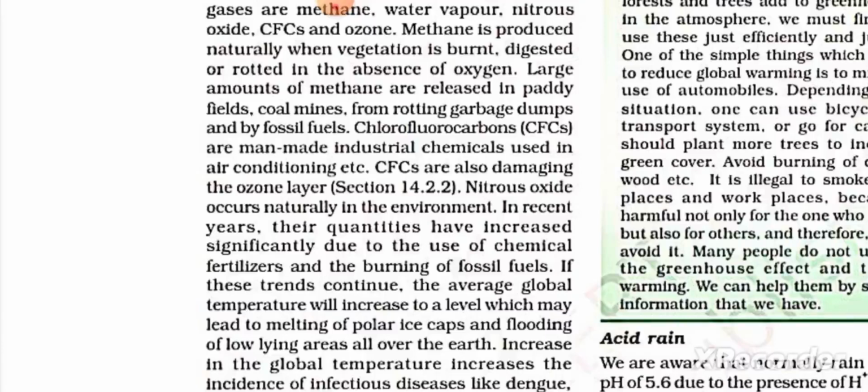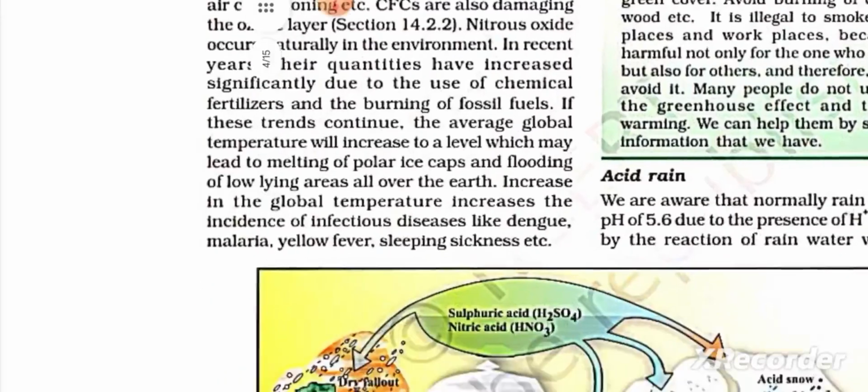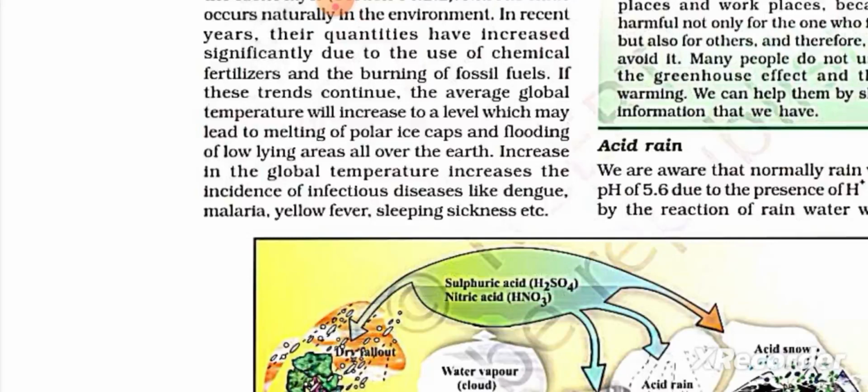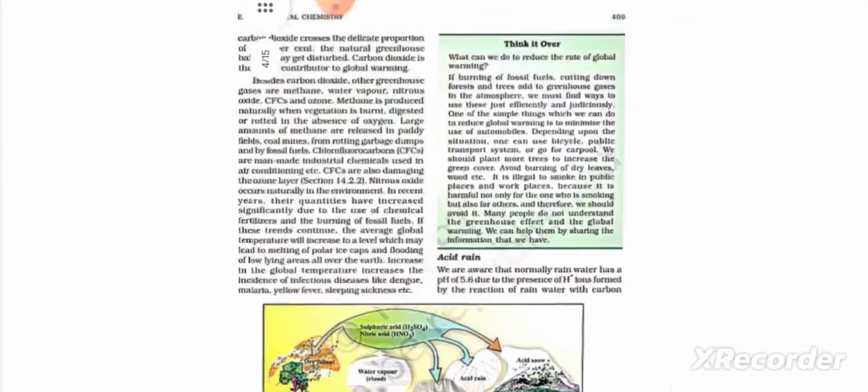Nitrous oxide occurs naturally in the environment. In recent years, its quantities have increased significantly due to the use of chemical fertilizers and the burning of fossil fuels. If these trends continue, the average global temperature will increase to a level which may lead to the melting of polar ice caps and flooding of low-lying areas all over the earth. An increase in global temperature increases the incidence of infectious diseases like dengue, malaria, yellow fever, and sleeping sickness, etc.